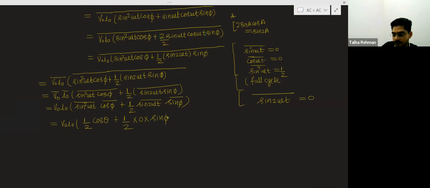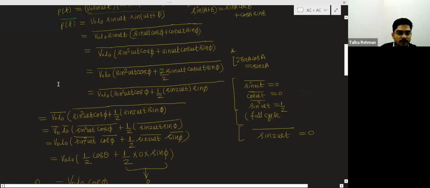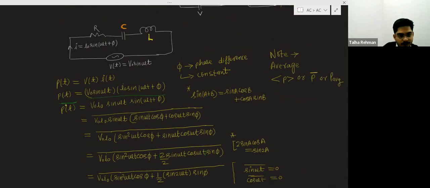So now this whole thing will be 0. What we have is V naught into I naught divided by 2 into cos phi. This will be the average power we have. Okay, this is basically the average power, P average.